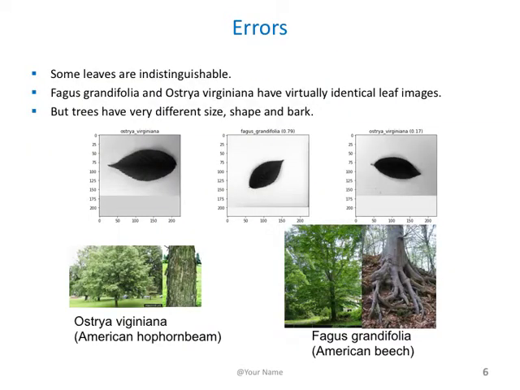tree. When it does make a mistake, it's usually because the leaves are virtually indistinguishable, as in the case of the American hophornbeam and the American beech presented here, where you can really only distinguish them by looking at the tree itself and the trunk and the branches and so forth. But the leaves are the same.